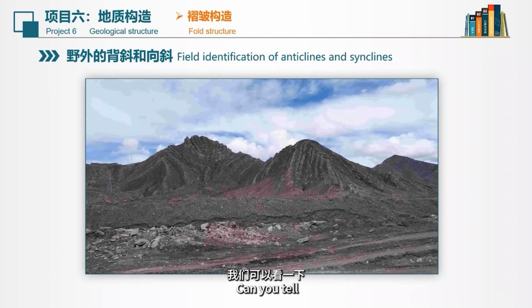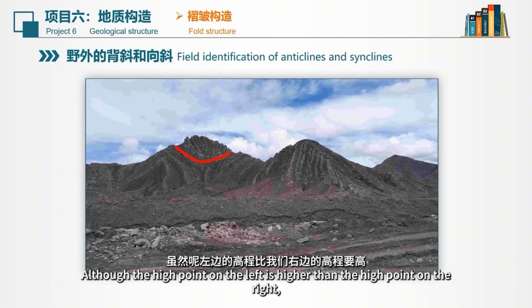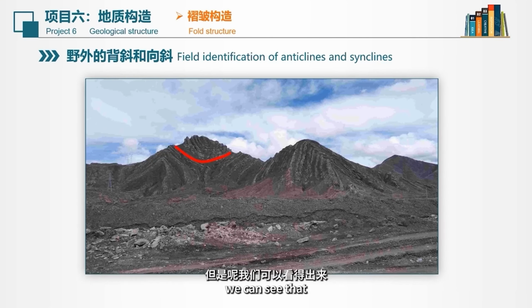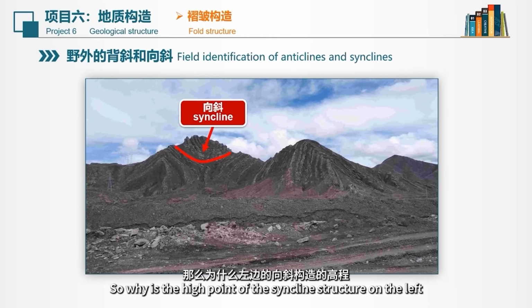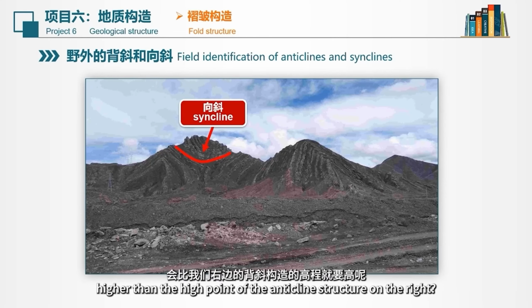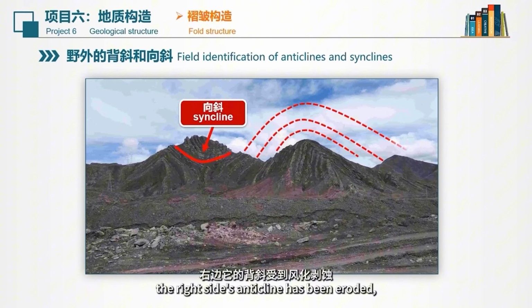This photo is quite typical. Can you tell which one is an anticline and which is a syncline? On the left, the rock layers are bending downward. Although the high point on the left is higher than the high point on the right, we can see that the left is a syncline structure and the right is an anticline. So why is the high point of the syncline structure on the left higher than the high point of the anticline structure on the right? This is what we just mentioned. The right side's anticline has been eroded, and the upper part has been eroded away. Therefore, the high point on the left is higher than the one on the right.